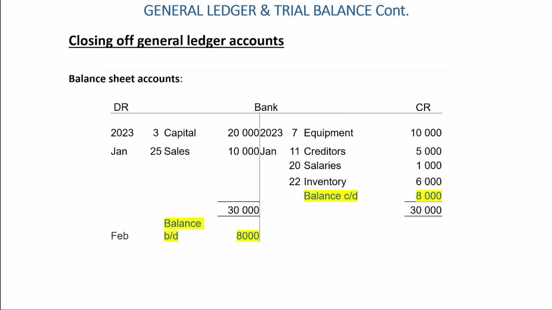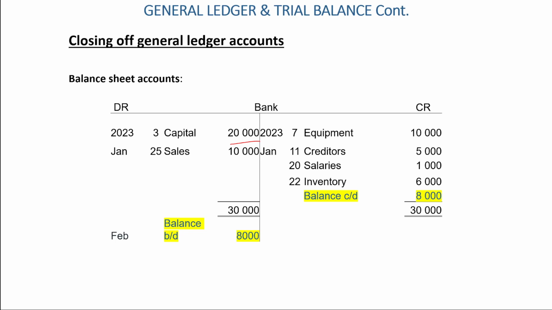So this is a summary or an example of a balance sheet account indicating that the owner of the business invested 20,000 on the 3rd of January 2023. And then the second thing that this owner did was that in the same month, he went and bought equipment worth 10,000. And then again in January, this person went and paid his creditors.